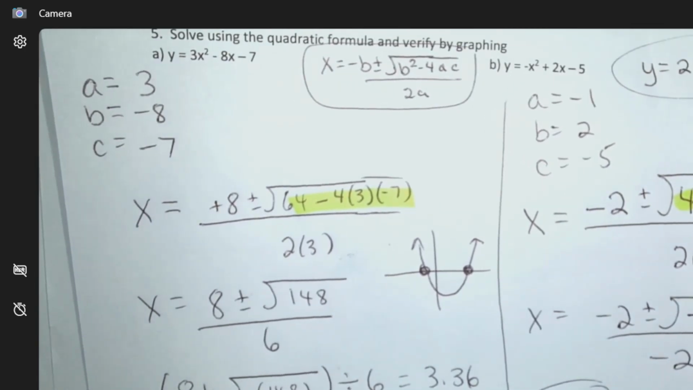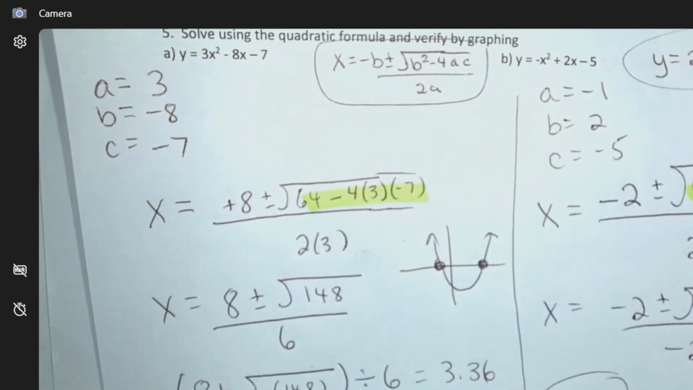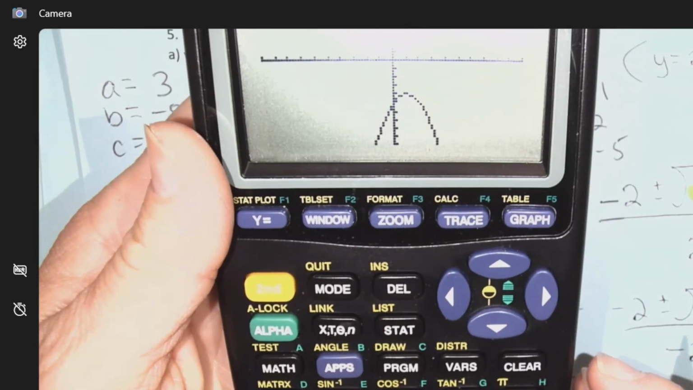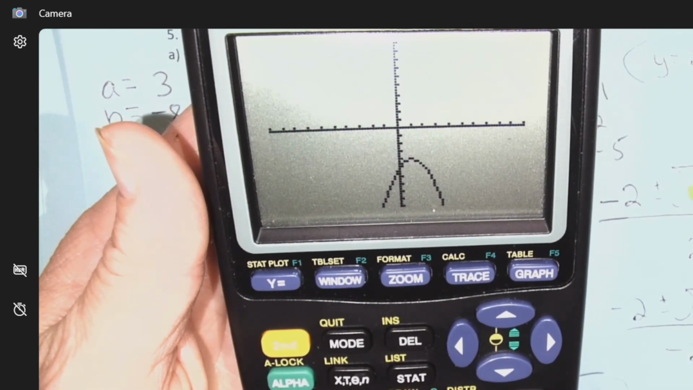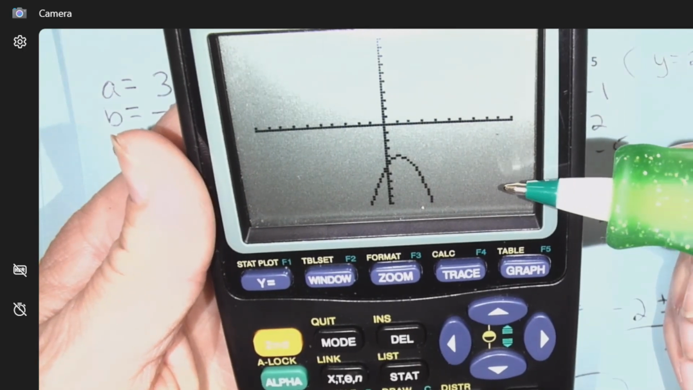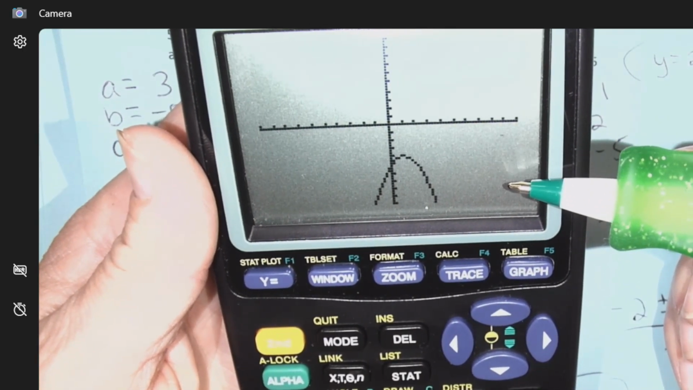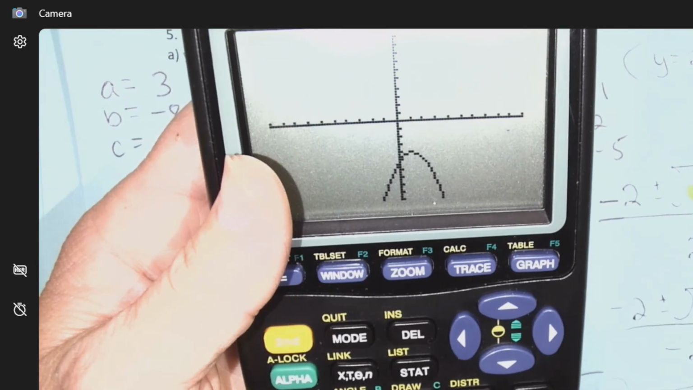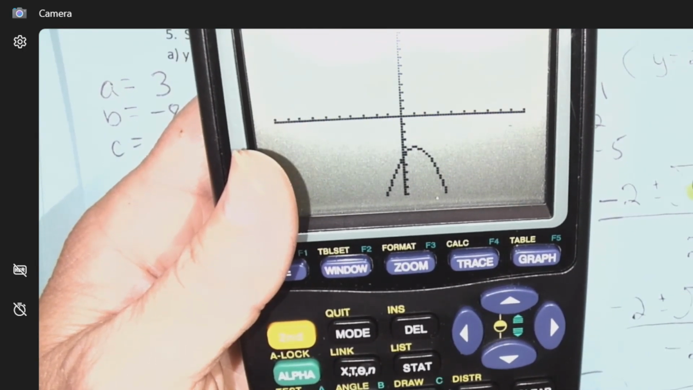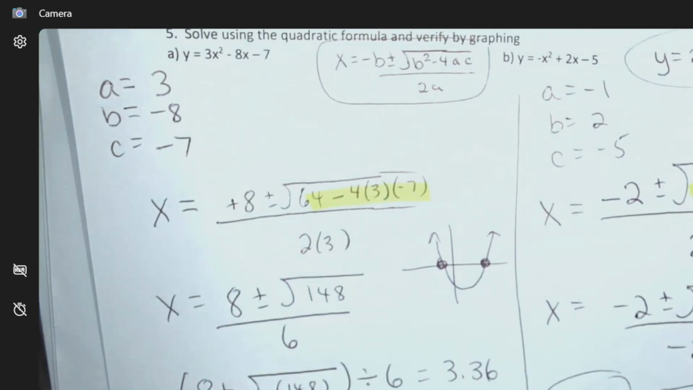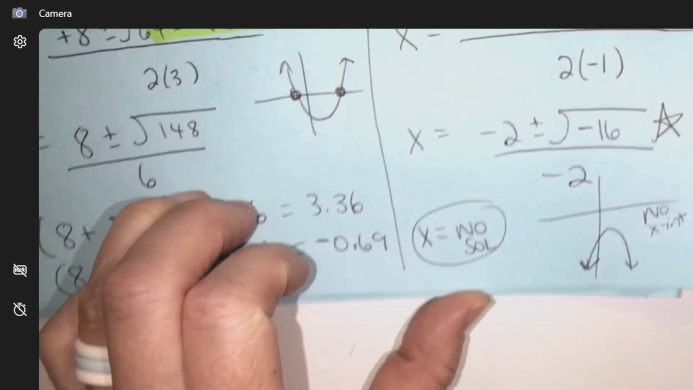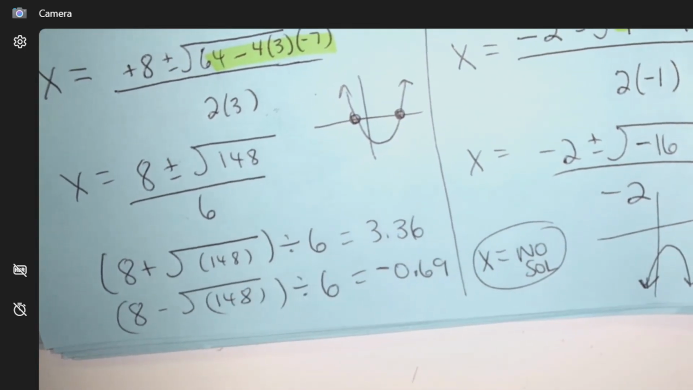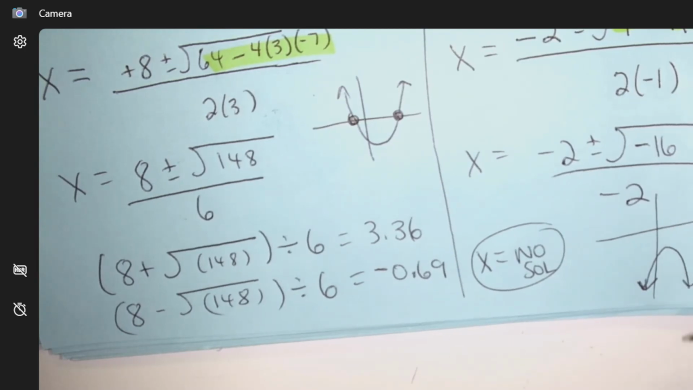So what I also did was I graphed this, and here's my graph. Does your answer make sense? What are the x-intercepts? Never. It's never going to have one. Do you notice that? So that's what that means. There's no x-intercepts possible on this graph, the way it starts and the way it goes down.